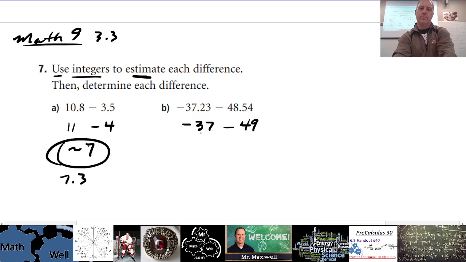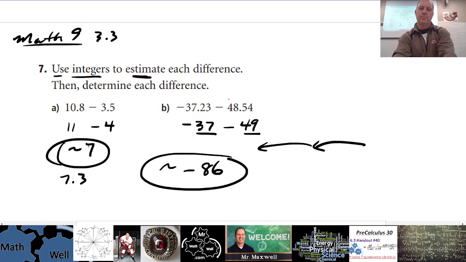And so negative 37 minus 49, that's in the negative territory, right? So it's just like adding 37 and 49 and then putting a negative in front of it. So that's going to be 30 and 40 is 70, 7 and 9 is 16, so that's negative 86. So that's your approximate answer there. Okay. Any questions about 7? All right.